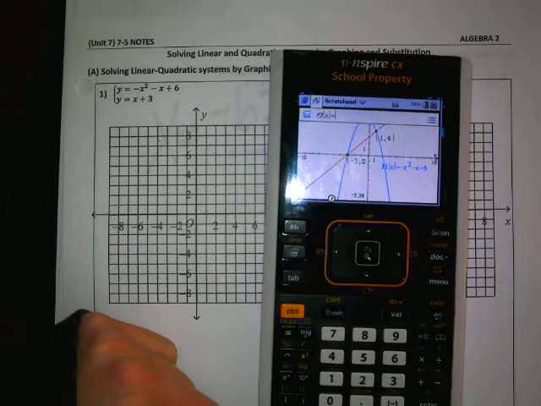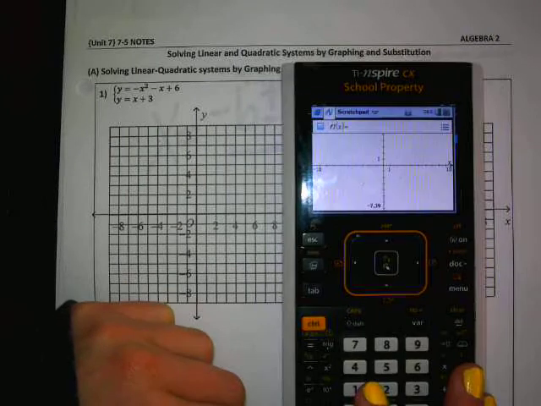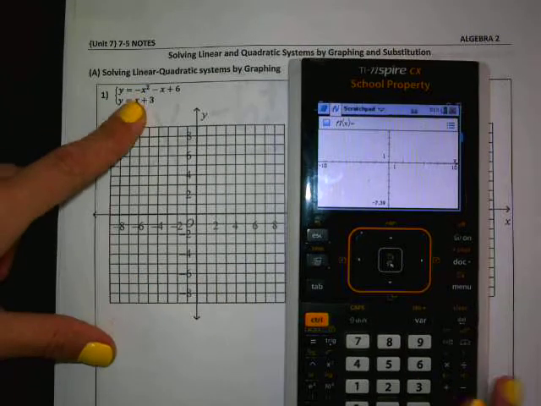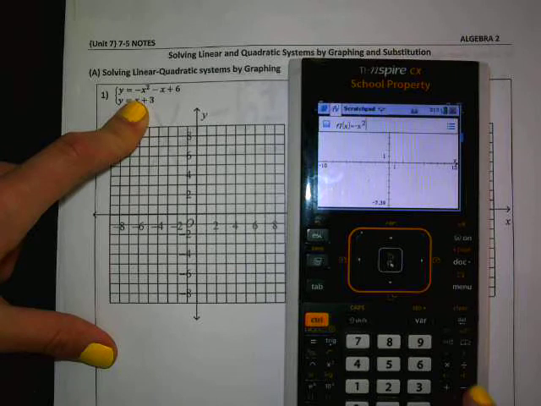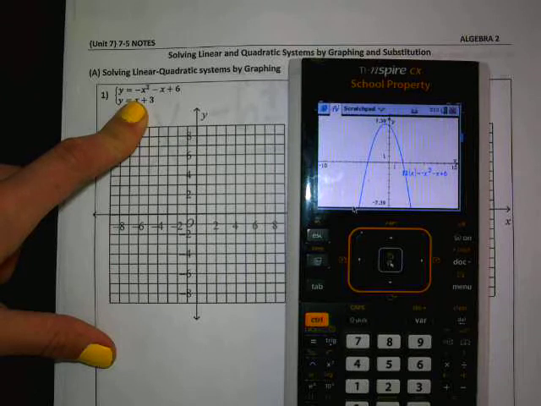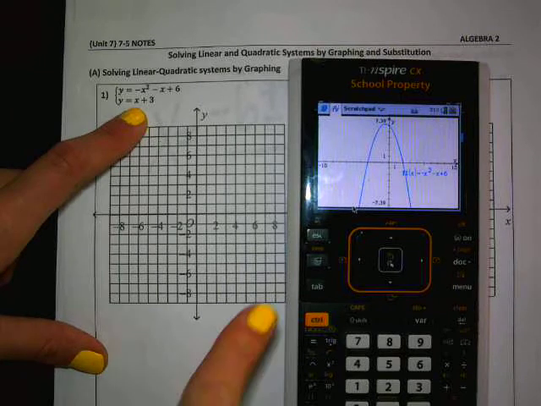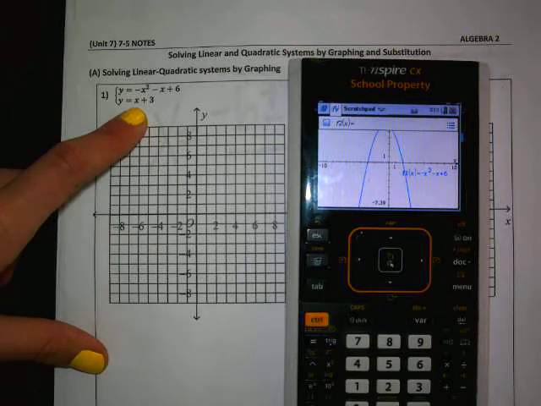Clear my graph out. All right, so we're going to go to the graph. We're going to type the first one, negative x squared minus x plus 6. Hit enter, and you get a quadratic. Anybody need help plugging in that one? To get the other one, you're going to press tab, and that will bring up the other equation where you can type in x plus 3, your linear.